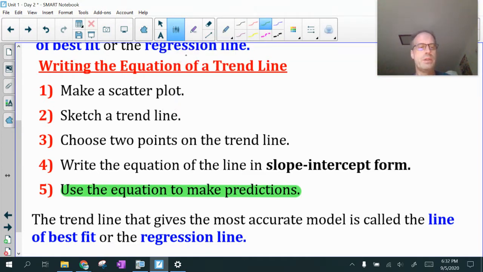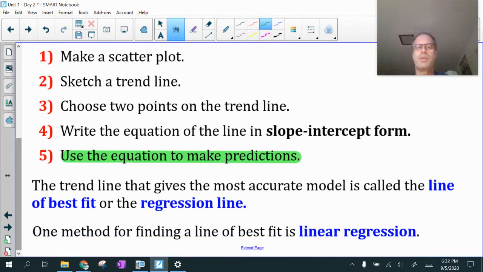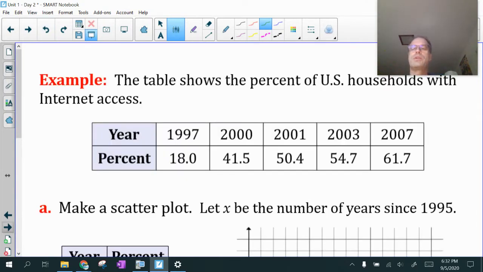I just want to emphasize, though, we're in the middle of COVID, so we're condensing this a little bit. The trend line that gives the most accurate model is called the line of best fit, or in some cases the regression line. And since we're doing this for a line, we're going to talk about linear regression. Again, linear regression here. So let's get started on our situation and see what we can do.